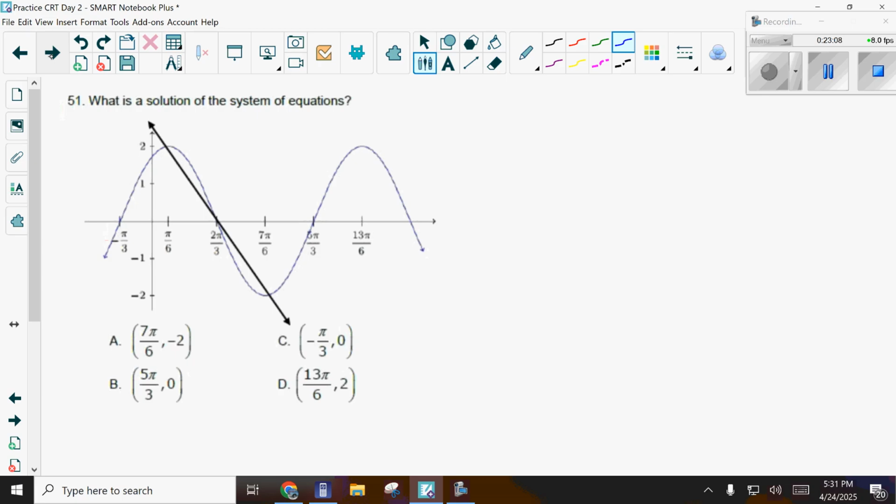Last one says, what is the solution to the system of equations? So if we look at a system of equations, it's going to be anywhere where the graphs touch each other. Not the axis, but the curve and the line. So there's one solution here. Looks like it's at pi over 6 and 2. I don't see that listed. There's another solution right here. It's at 2 pi thirds and 0. 2 pi thirds and 0. I don't see that one either. And then here's a third answer at 7 pi over 6 and -2. So it looks like that's the only solution of this graph.